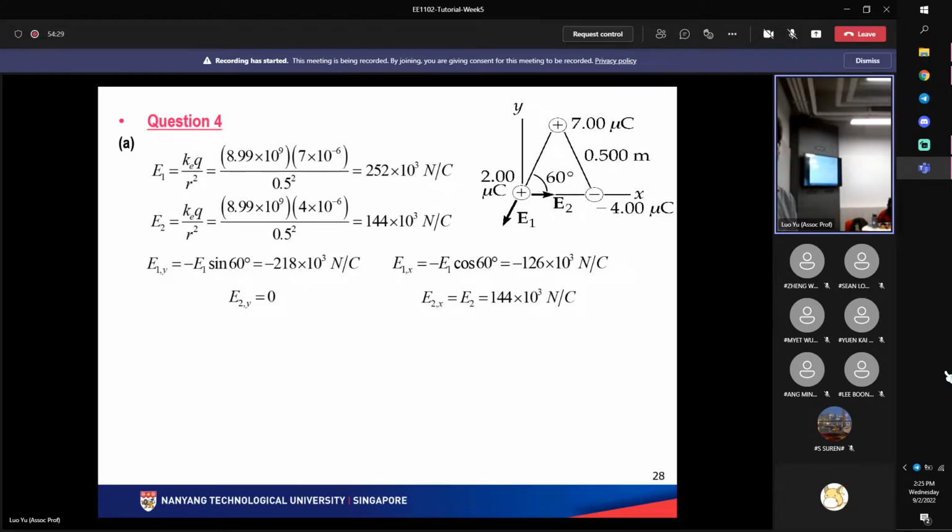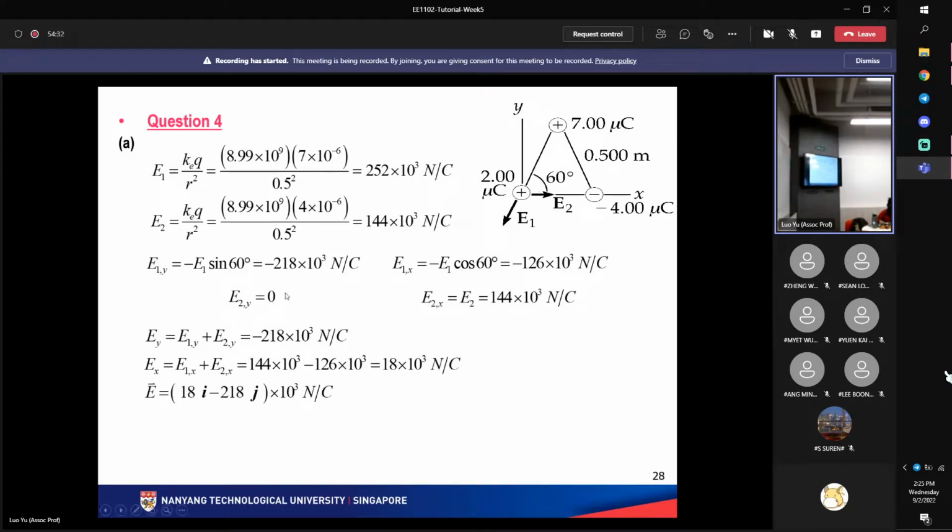Once we do the decomposition, the last part is very easy. As I said, for the X component and the Y component, we just sum the individual components. EY equals E1Y plus E2Y, so we get this number. While EX equals E1X plus E2X, we get this. These two cancel each other, we get 19. Okay, 19 here. So finally if you write the electric field in vector form, it's 19 i minus 218 j times 10 to the third newton per coulomb. The problem is solved.